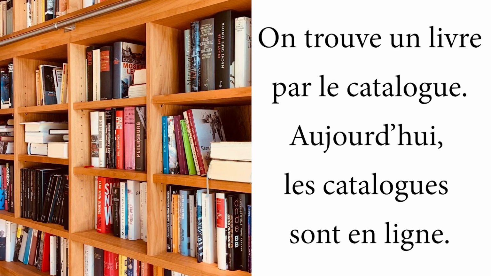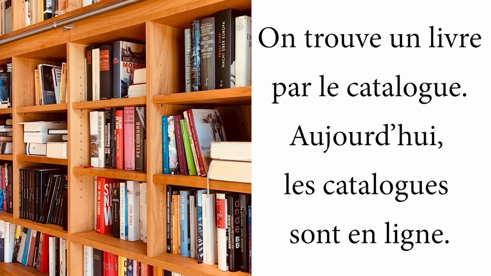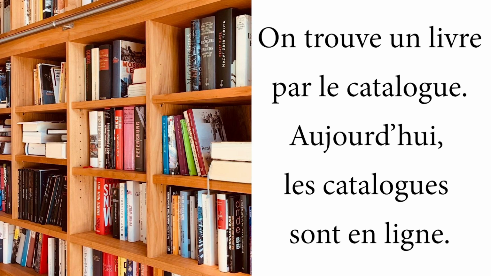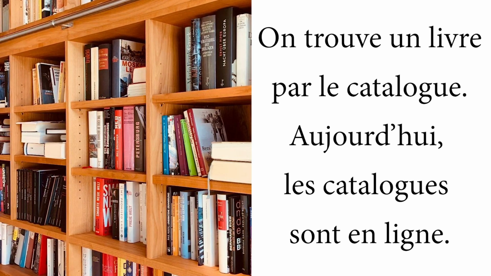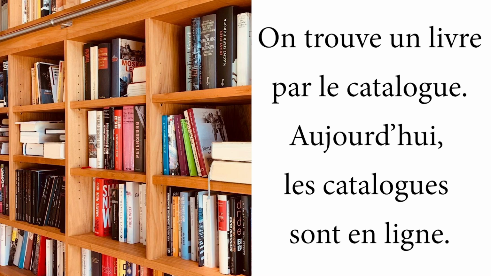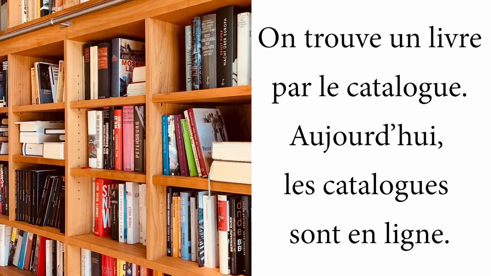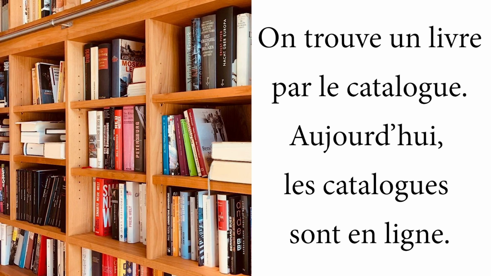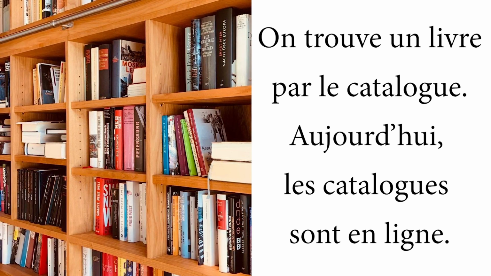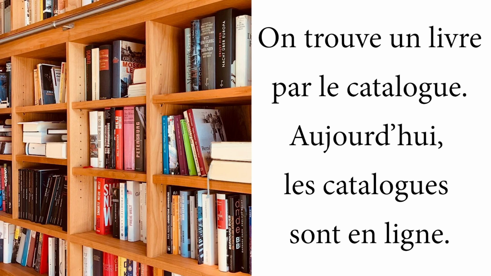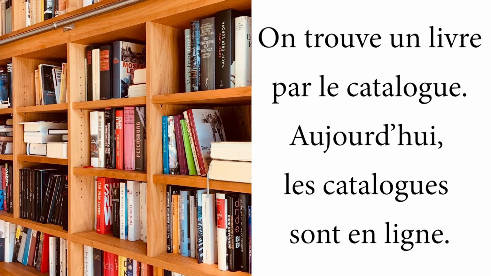So, you know what a catalog is. Catalog is where you have a series of objects in some order. It can be alphabetical order, it can be subject wise, it can be even a product catalog that we talk of these days so much. So, on trouve un livre par le catalogue. We find a book by the catalog.